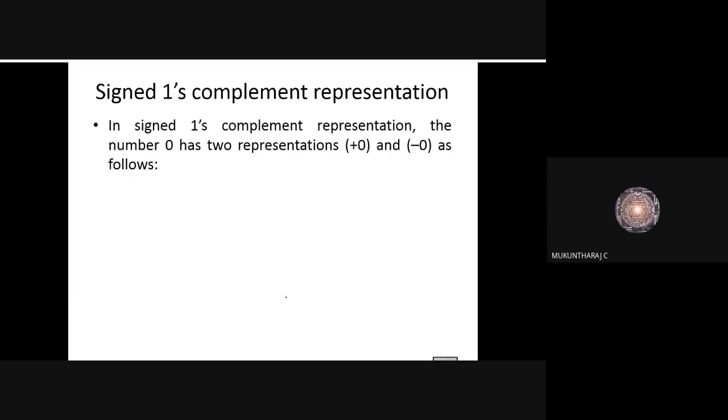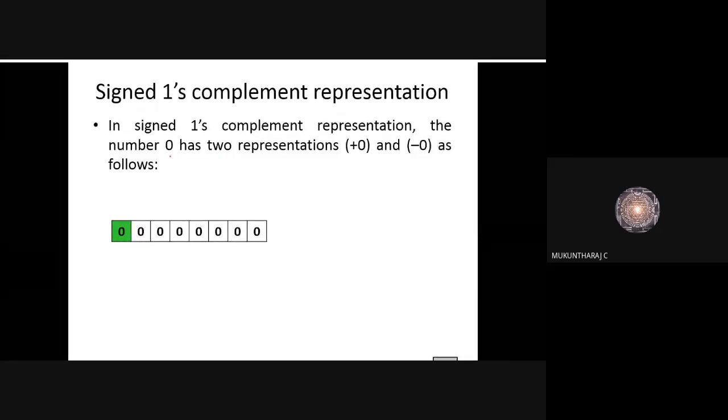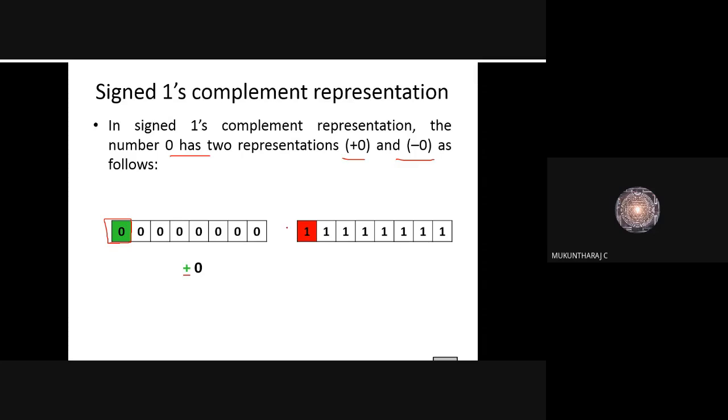Right. Then in signed ones complement form, we have two representations for 0, plus 0 and minus 0, as we discussed earlier. How? This is the representation of plus 0. The MSB, the sign bit, is 0, so the number is positive and we put the sign as plus. The magnitude gives the decimal equivalent 0. So plus 0.